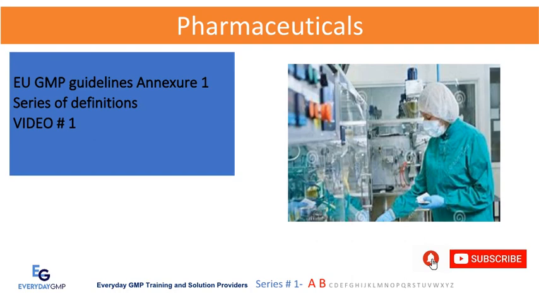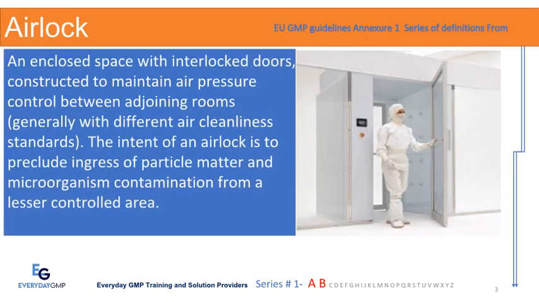So, let's start. Airlock: an enclosed space with interlocked doors, constructed to maintain air pressure control between adjoining rooms, generally with different air cleanliness standards. The intent of an airlock is to preclude ingress of particle matter and microorganism contamination from a lesser controlled area. Look at the image, it will be clearer.